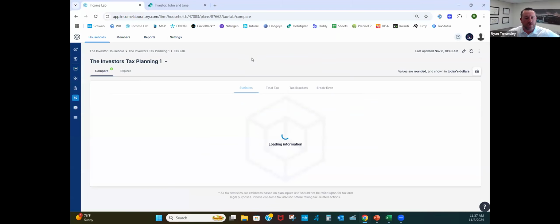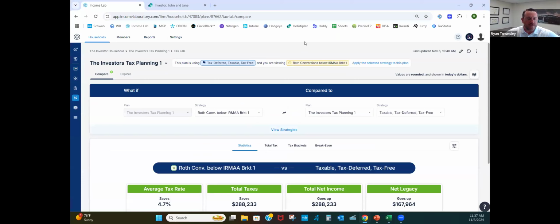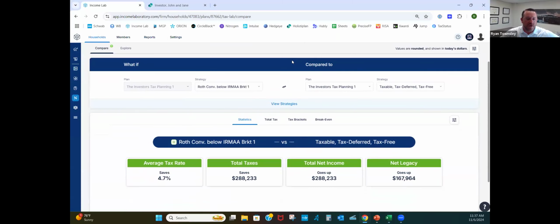So by doing that, we run through the tax lab, and the tax lab is awesome. It's going to give us not only the recommended, right? So it's going to say Roth conversions below IRMAA, which is great. That's a new feature. It's going to say, hey, if you want to do Roth conversions, but you don't want your client to go above the IRMAA limit and pay the extra for Medicare, or at least not deliberately, right?